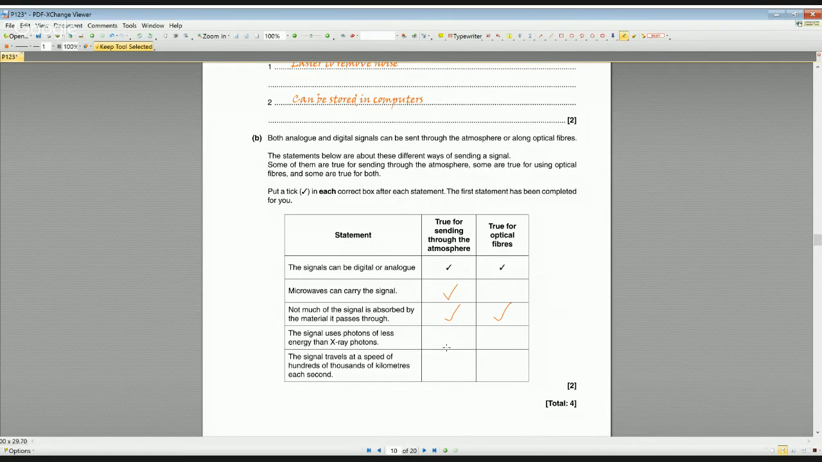The signal uses photons of less energy than X-ray photons. X-rays are, with the exception of gamma, the second most energetic type of electromagnetic radiation. You definitely don't want to be using X-rays or gamma rays or anything that energetic because they're harmful radiation, so you wouldn't be beaming them through the atmosphere. So it's true. It uses photons of less energy, usually radio waves or microwaves for the atmosphere, and visible light for optical fibers. They travel at a speed of hundreds of thousands of kilometers each second. Yep. Even though they slow down slightly when they're moving through optical fibers, they are still close to the speed of light, which is 300,000 kilometers per second.